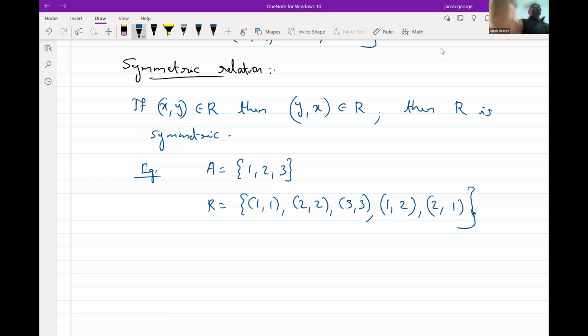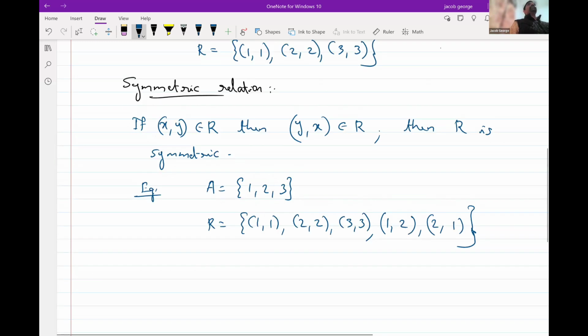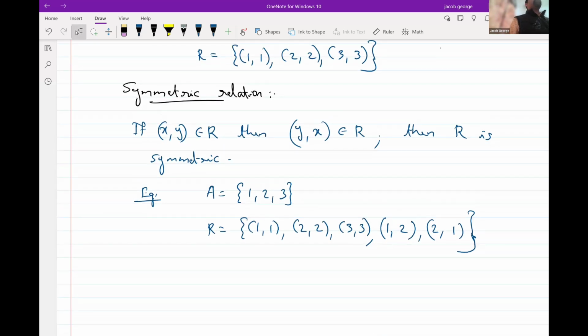If (2,3) is there, then what should be there? (3,2) also must be there. Understood? Then we write it is a symmetric relation. All of you understood? If there is an element (x, y), then its reverse pair (y, x), if it is there, it is symmetric. So, got these two definitions clear?